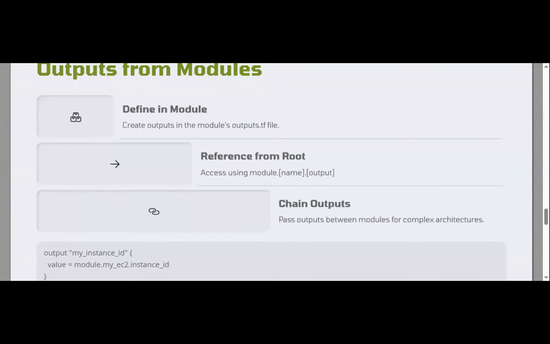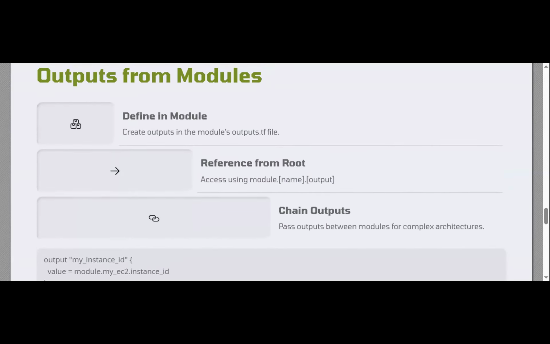Now, outputs from modules. Next, outputs from modules: you define them in the modules. Create outputs in the module's output.tf file. For every module you create, or the overall module, if I want to show everything as one output, I can mention it in the module's output.tf file. Reference it from the root: access it using the module name and a dot, then the output.